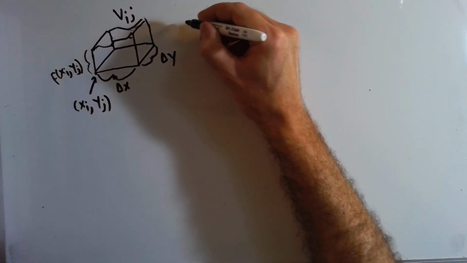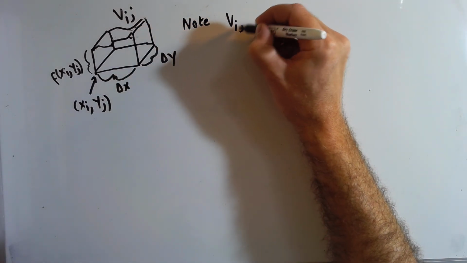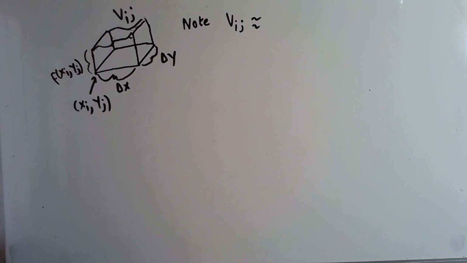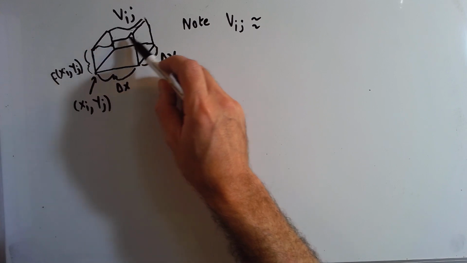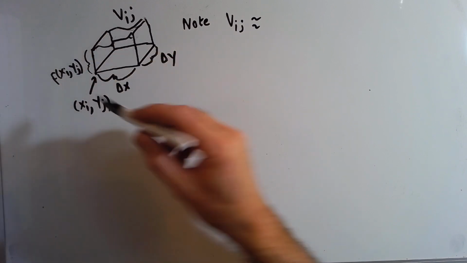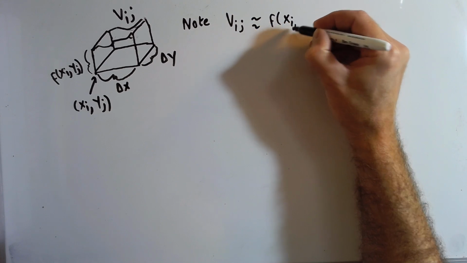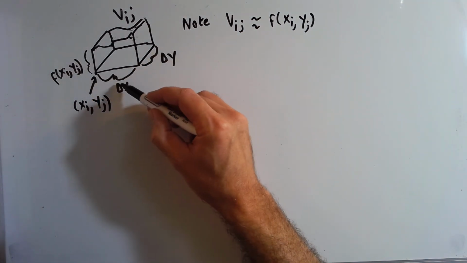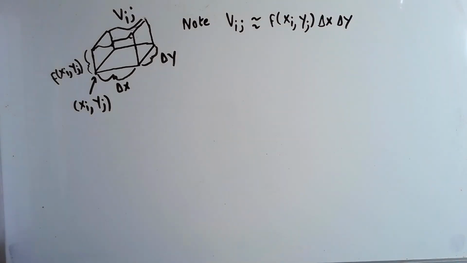So we can note that Vij will be approximately equal to, so pretty much if you choose delta x and delta y small enough, this is almost flat up here. If it's a continuous function, we're assuming it's continuous. This is almost flat up here, so you could say it is roughly equal to f of xi yj times the area of the base. So that's the height times the area of the base. The base would be delta x times delta y.